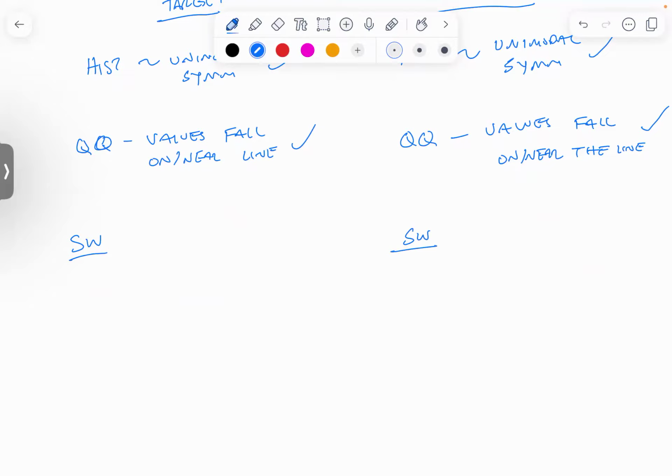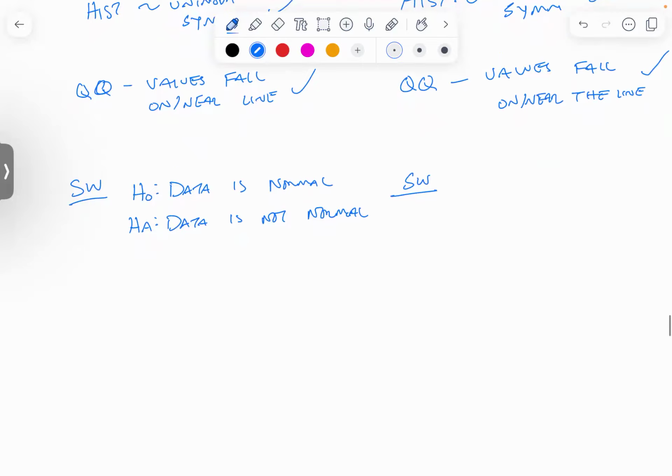All right, Shapiro-Wilk. This is the tough one, and this is the one I want to practice too. Remember, H0 says data is normal. This is a hypothesis test within inference. H-A says data is not normal. And both of them have the same hypotheses.